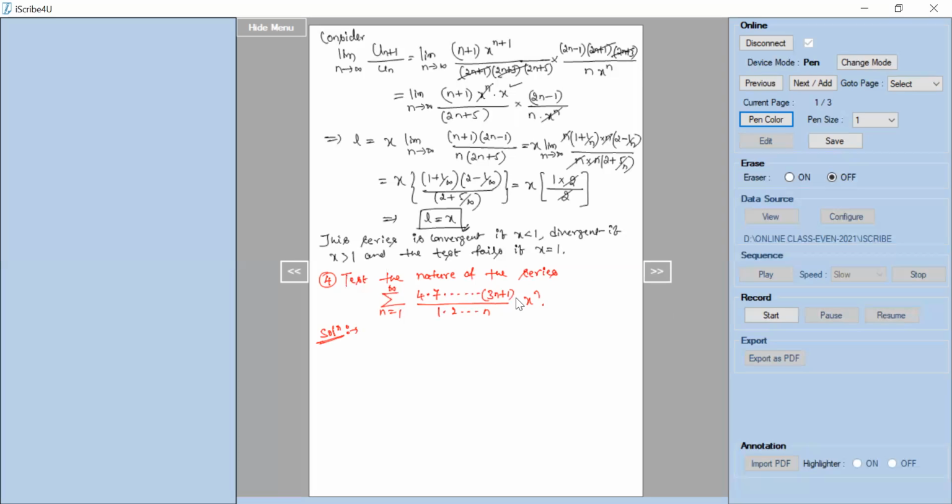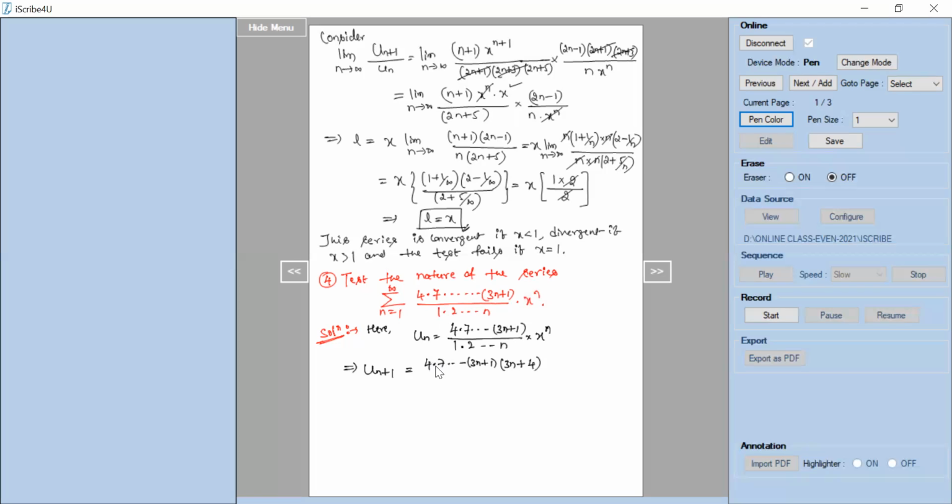In this problem, straight away they have given the nth term. So I'll write the nth term of the series. Here un is nothing but 4, 7, etc. up to 3n+1, divided by 1, 2, etc. up to n into x to the power n. Now I want to write the (n+1)th term, which means the nth term and its next term. So it is 4, 7, etc. up to 3n+1 into its next term, 3n+3+1, which is 3n+4. I'm replacing n by n+1 here. Till here it is the nth term. I've written it as it is because I require it for cancellation.